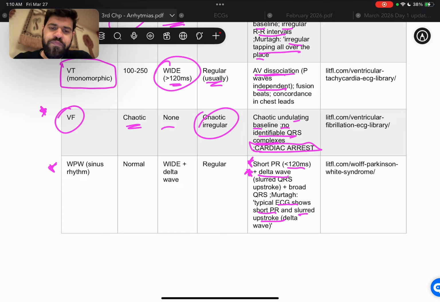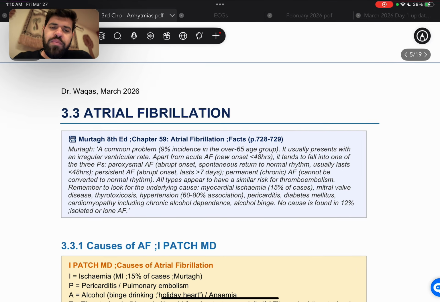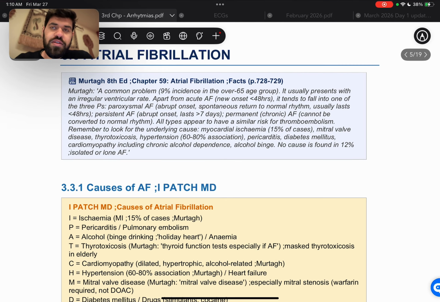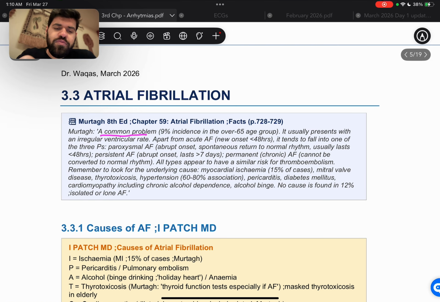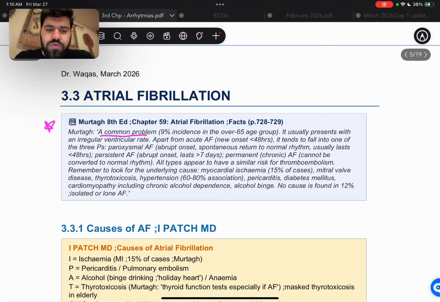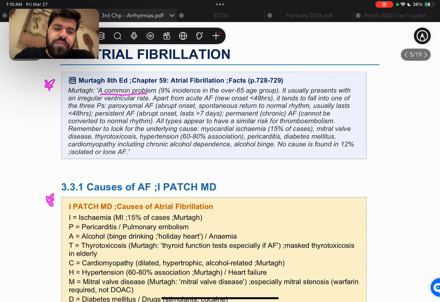All right, now coming up to the first tachyarrhythmia, which is atrial fibrillation, and arguably the most important, because a lot of the questions can be formed from this one pathology. So to start off, it's a common problem. So blue boxes are what I've taken from John Murtagh. Yellow boxes are the pseudonyms or the short forms I use to memorize important information.